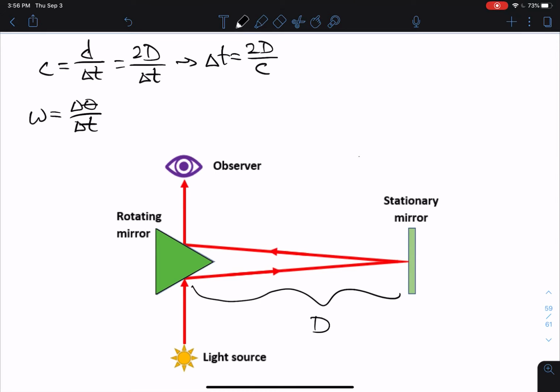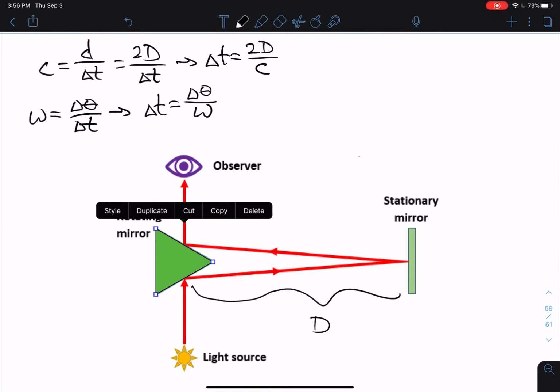And then I'm going to solve this one here as well. This is going to become delta t equals delta theta over omega. Now the key here is delta theta. As I mentioned a moment ago, this has to rotate just the right amount. It can't rotate any random amount. It has to rotate a specific amount.